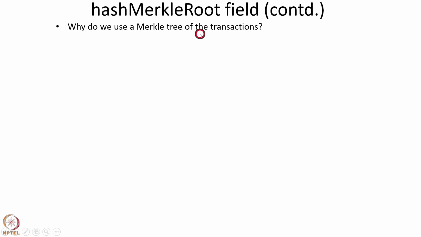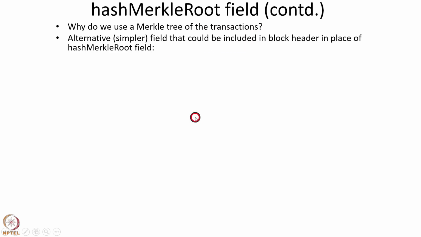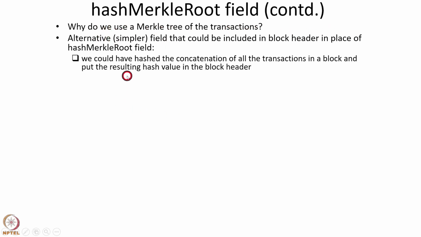So why do we use a Merkle tree of the transactions for achieving tamper resistance? Here is an alternative simpler field that also achieves tamper resistance. An alternative simpler field that could be included in the block header in place of the hash Merkle root field is the following. We could have just hashed the concatenation of all the transactions in a block and put the resulting hash value in the block header.